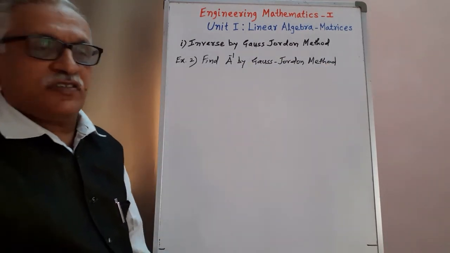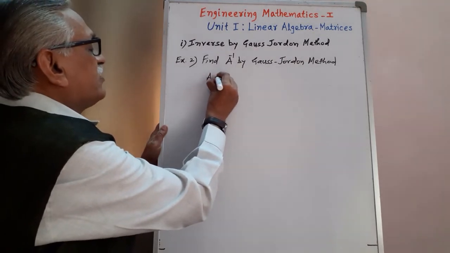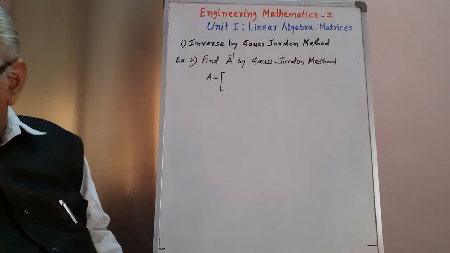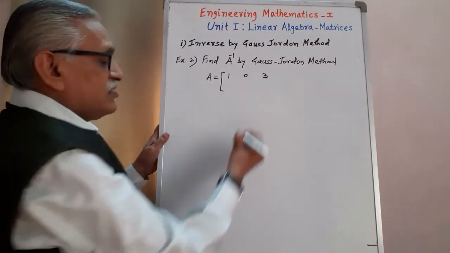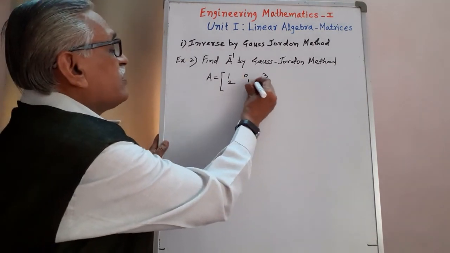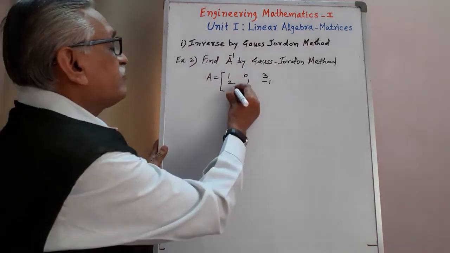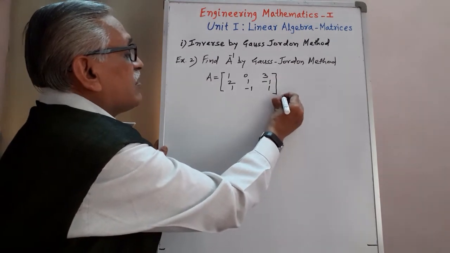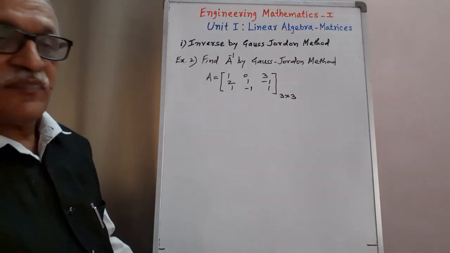Find A inverse by the Gauss Jordan method, if matrix A has elements 1, 0, 3, 2, 1, minus 1, 1, minus 1, 1. Again a square matrix of order 3 by 3.